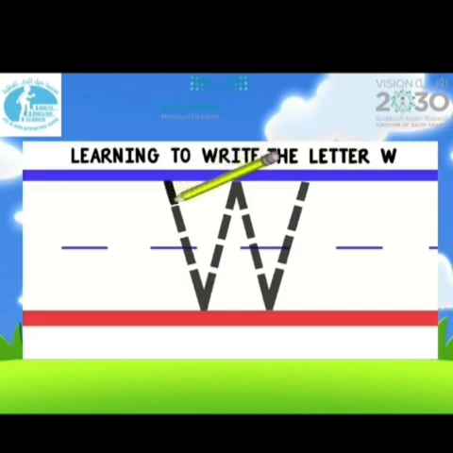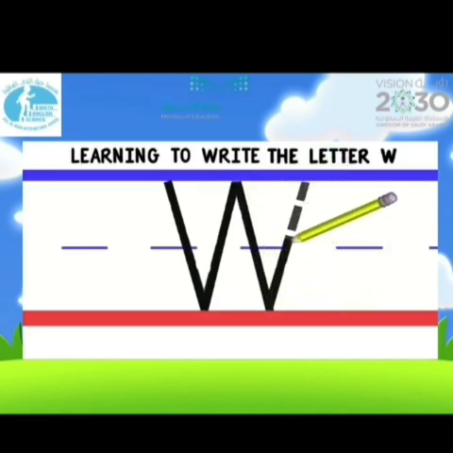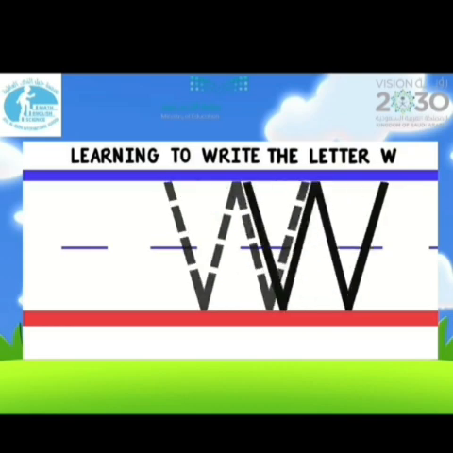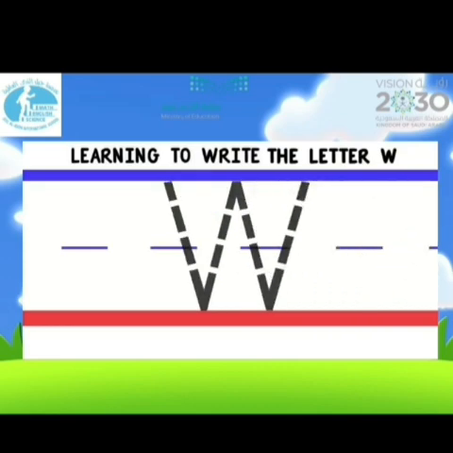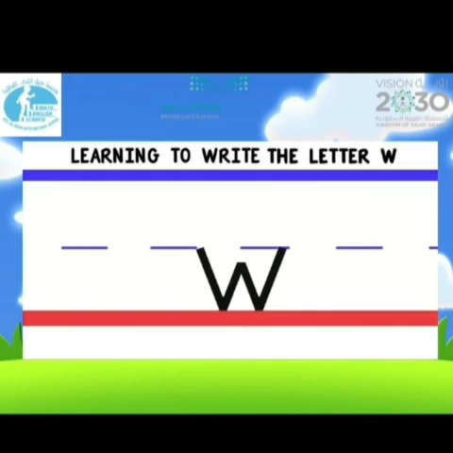We'll start at the top and do a diagonal line down. Then we'll do a diagonal line up, another diagonal line down, and then a diagonal line up. Good job! Now you try. Good job! Now let's move on to lowercase or little W.